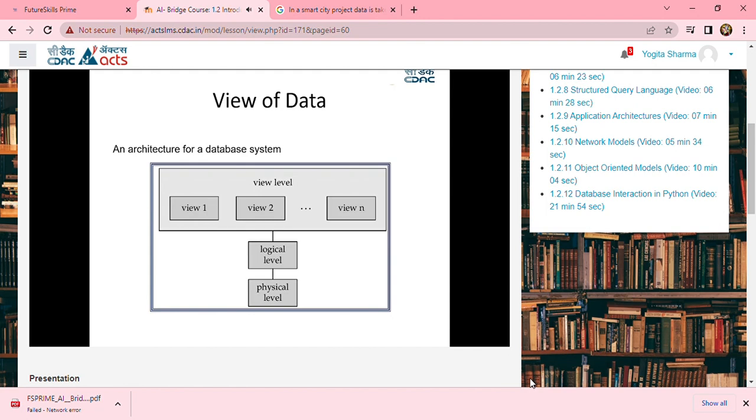When you look at the view level, the view of the database system constitutes like this. You have the first view, which is hidden with certain columns, the second view again hidden with certain columns, and the third view hidden with certain columns. And all these are taken on the logical and the physical level.